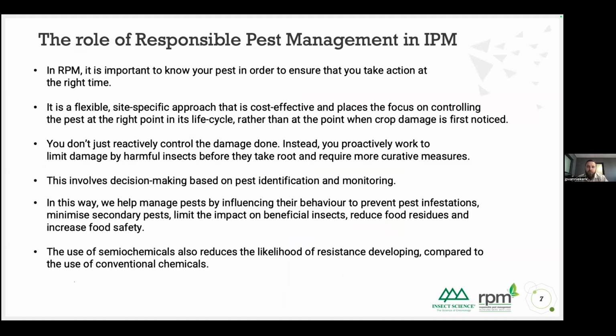It is important to know your pest to ensure that you take action at the right time. It's a very flexible and site-specific approach. It's very cost-effective and focuses on controlling the pest at the right time in its life cycle. Instead of waiting until there's damage in the crop, we want to know when is the right time to control the adult moth or fruit fly or any other pests, not when there's damage, but proactively. By doing this, we limit damage to the harmful insects.